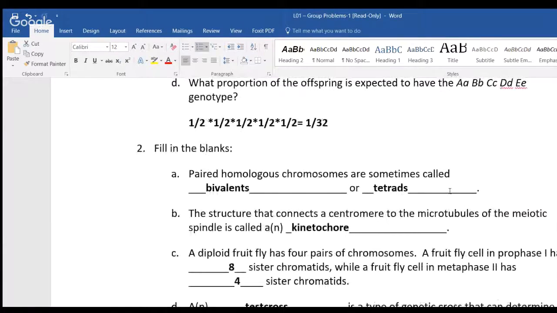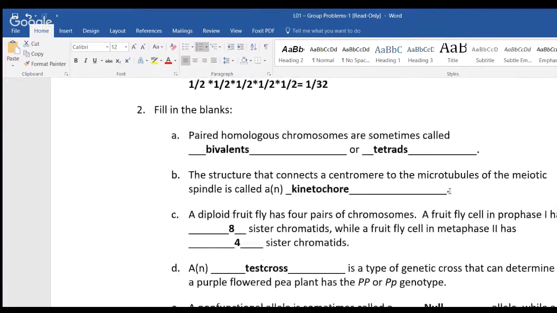Okay, for part 2, we have a fill-in-the-blank question. So part A says, paired homologous chromosomes are sometimes called what or what? So if you're paired together, that means you have one homologous chromosome and there's the other one. They're paired together like this, and we can call that a bivalent because there's 2 of them, or a tetrad because you can separate it into 4 parts.